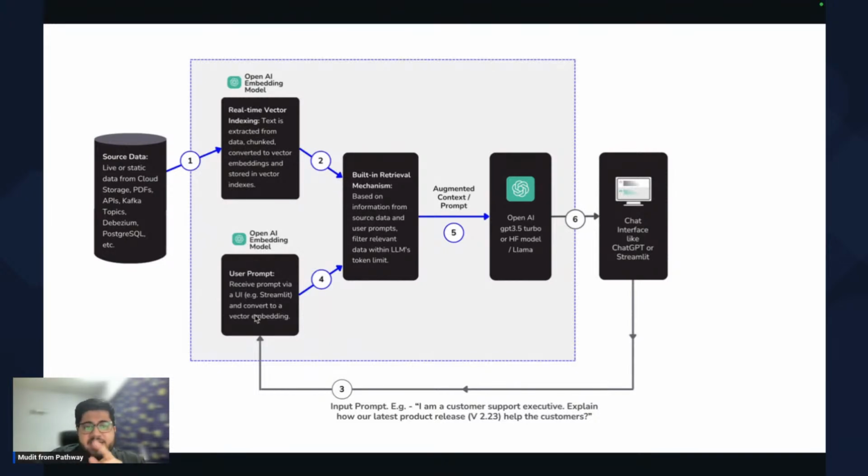Then at the same time, let's say as a user, I am asking a particular question. Let's say I'm a customer support executive at Pathway, and I ask this question: explain how our latest product release can help the customers. Imagine this, I am a customer support executive. I have no clue what streaming is, or let's say somehow I understood what streaming is. And now the developers keep releasing one thing after another, and they expect us to keep track of it. And our users are asking random questions which are very complex. How would I know what was released last week?